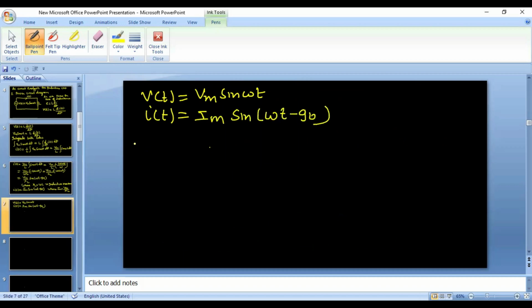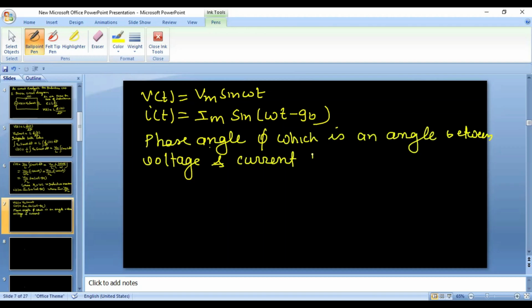So, what is the phase angle? You can see here that in case of voltage, with sine there is an angle omega t, but in case of current there is an angle omega t minus 90. So, it means the phase angle, which is the angle between voltage and current, in case of a purely inductive circuit is 90 degrees lag. Why am I saying lag? Because it is with a minus sign.